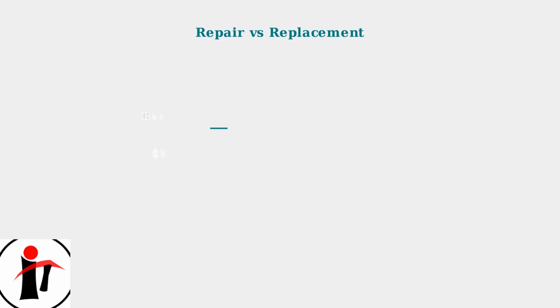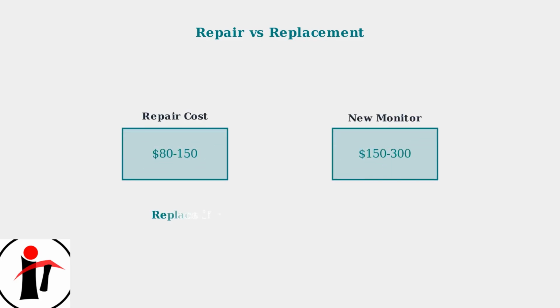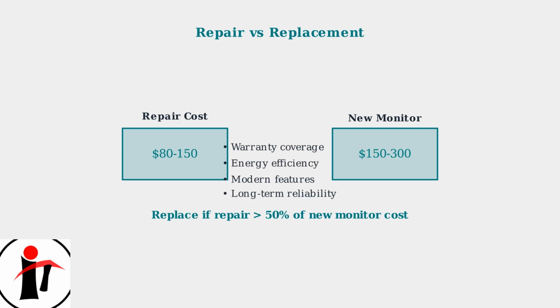When facing monitor problems, consider the economics of repair versus replacement. If repair costs exceed 50% of a new monitor's price, replacement is typically more economical and provides better long-term value. Consider factors beyond just cost, including warranty coverage, energy efficiency, and feature improvements when making your decision. A new monitor often provides better reliability and modern features compared to an aging, repaired unit.